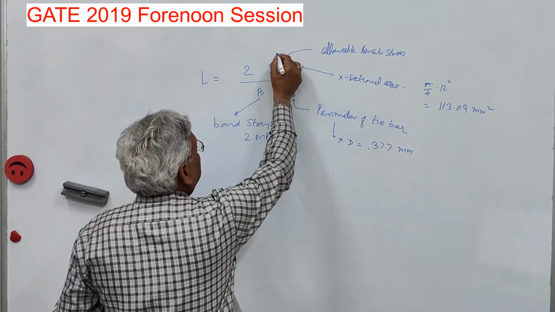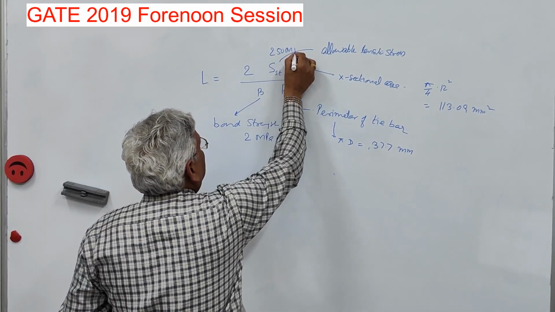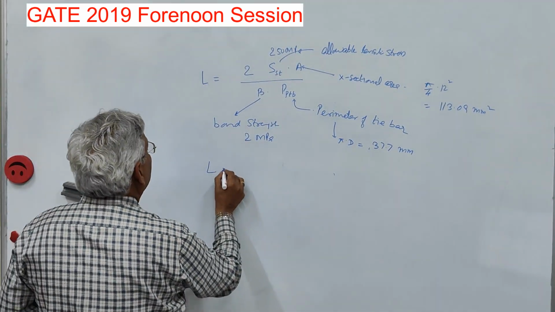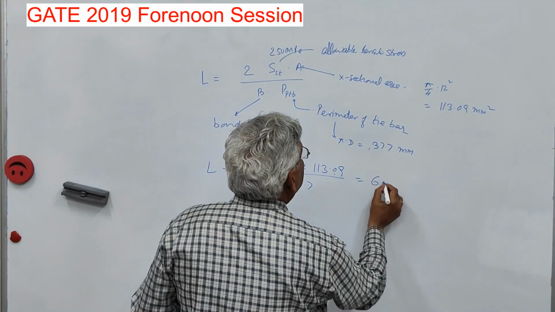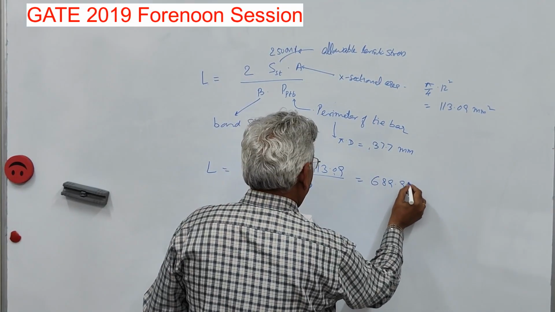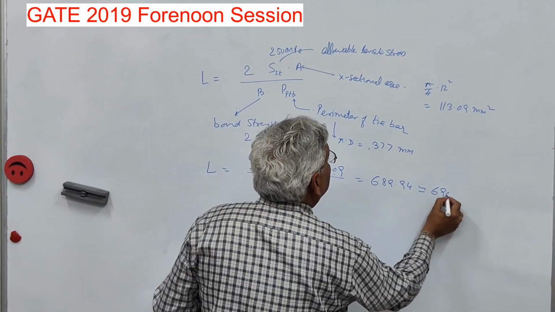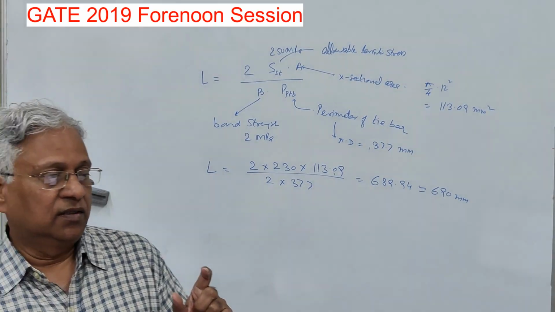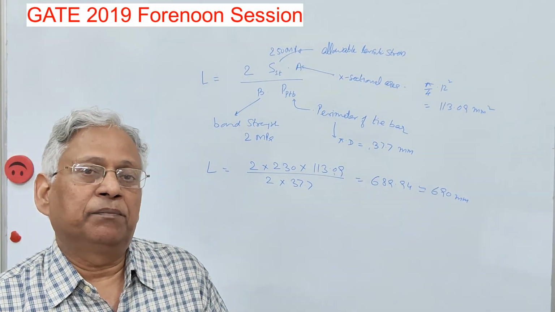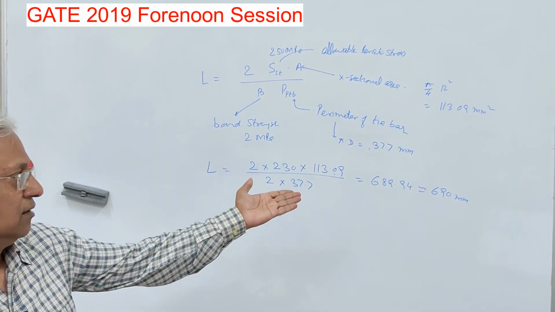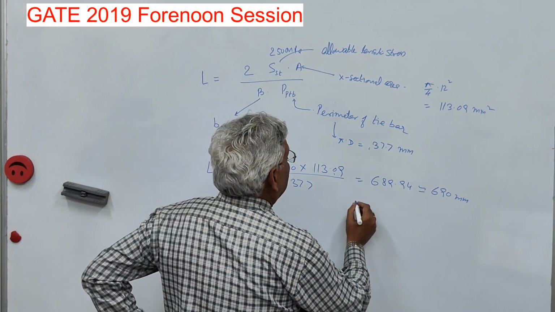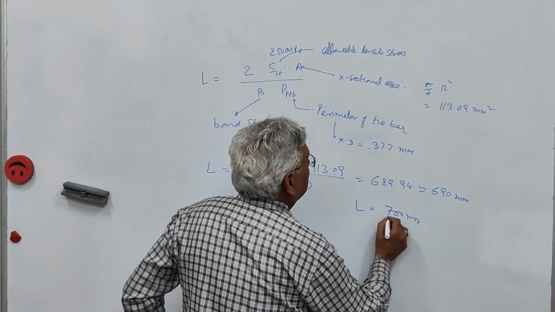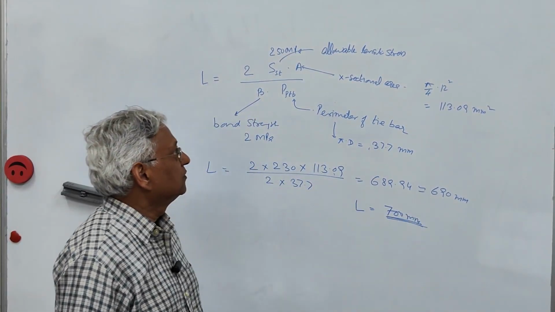This is given as 2 MPa. This is given as 250 MPa. So you can calculate what is length. So length will be 689.94. You can say 690 millimeter. And because the joint gap is 10 millimeters, you add 10 millimeter here. So the total length of the tie bar will be 700 millimeter. That is the final answer.